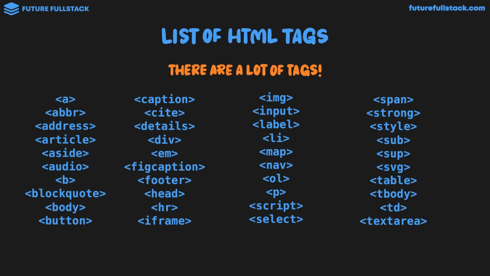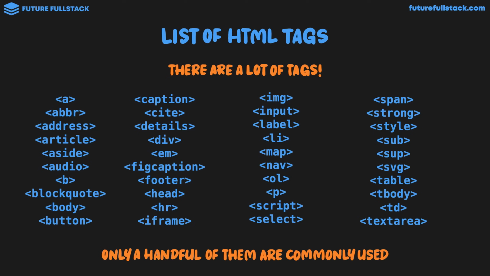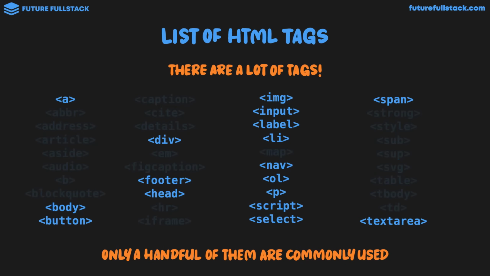Now, there is a long list of HTML tags, 142 of them at the time of recording. So there are a lot of tags. I've chosen 40 of them at random here. The good news is that there are only really a handful of them that are commonly used over and over again in building our web pages. Reaching for these becomes second nature fairly quickly, so don't feel overwhelmed. We will go through the important ones in detail throughout this section.